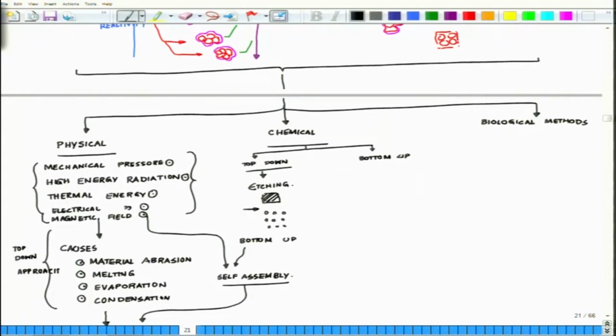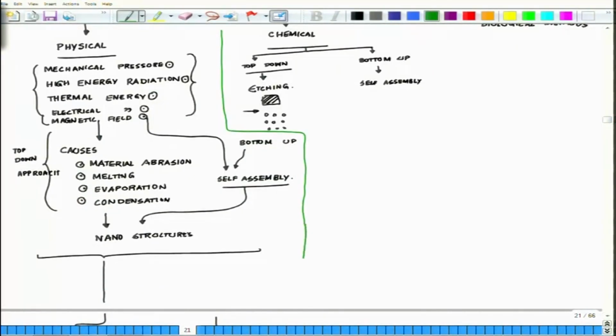And when we talk about the bottom up approach, we mostly talk about self assembly of particles in the presence of capping agent and other agents to promote self assembly. So let me just differentiate it. Okay, now talking about the chemical methods which are being employed, they fall under these headings.